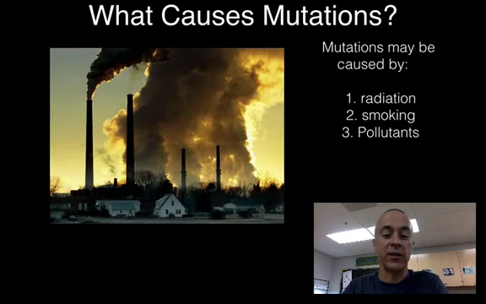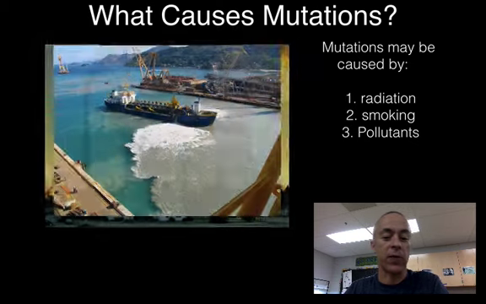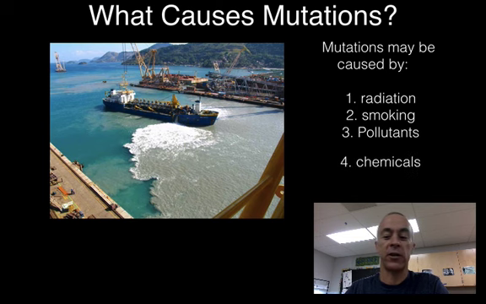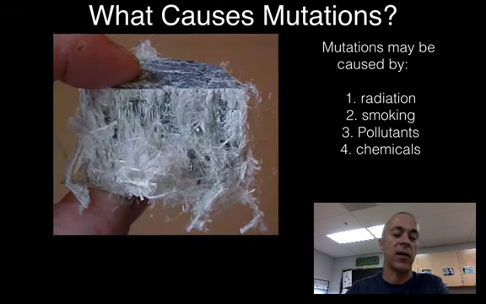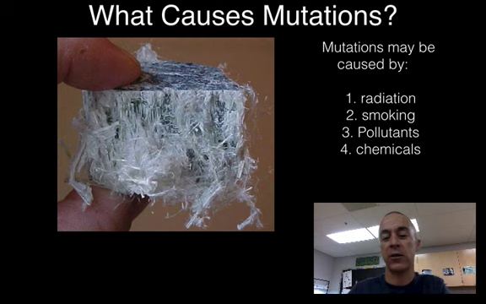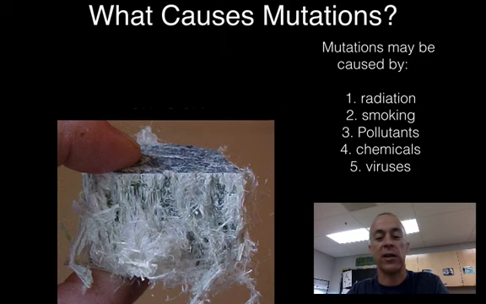Other mutagens or other things that can cause mutations in our DNA would be pollutants, whether we're talking about air pollution or water pollution. There's chemicals. There's a law that exists in every state, so if there's a place that has cancer-causing chemicals on the premises, they always have to post warning signs like this. Some things that have been used in the past that we don't really use anymore would be like asbestos, which is what we have here. But there's lots of different chemicals that can induce mutations in our DNA.